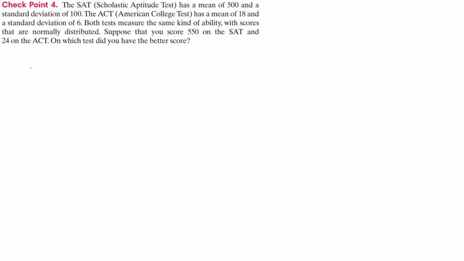All right, so SAT, ACT. Well, z in this case, if we scored a 550, that's going to be our data, minus the mean, which was 500, over the standard deviation, which was 100. So that's going to be 50 over 100, which is a half. So our z-score in this case is a half.